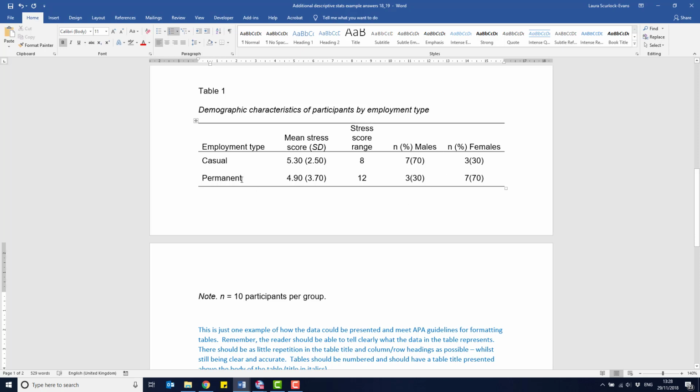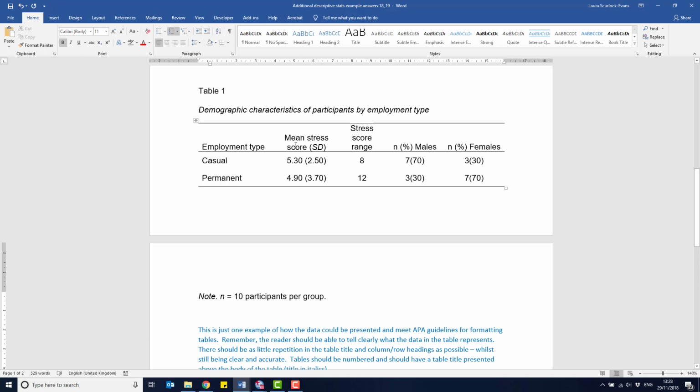However, what is also important is looking at the permanent employment group. Only 30% of that group are males, if you contrast that with the casual group, and 70% are females. So again, there's an imbalance, but it's in the opposite direction. So we need to consider the impact that that might have later on our research.